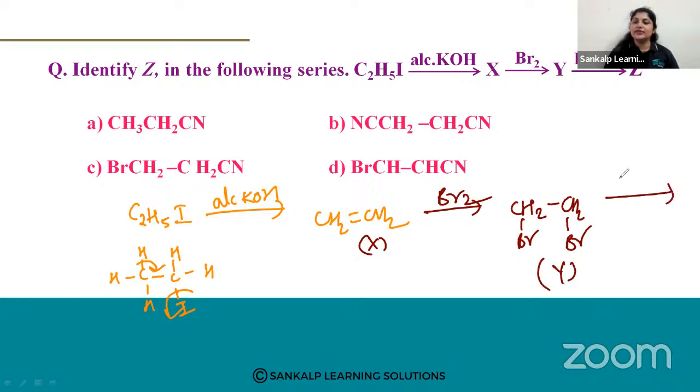This is further treated with KCN. What will you obtain? This Br will be replaced by CN. So it will be CH2CN. So this is Z. So what is our answer?